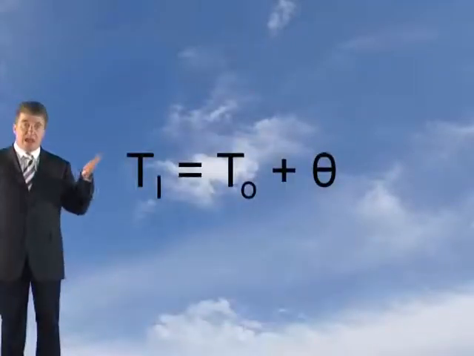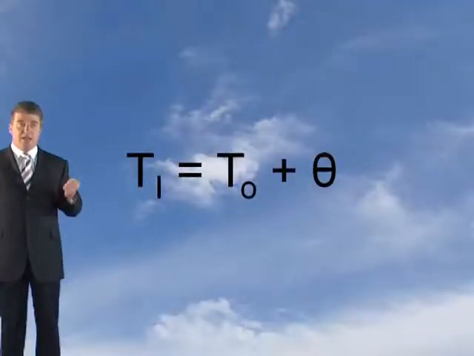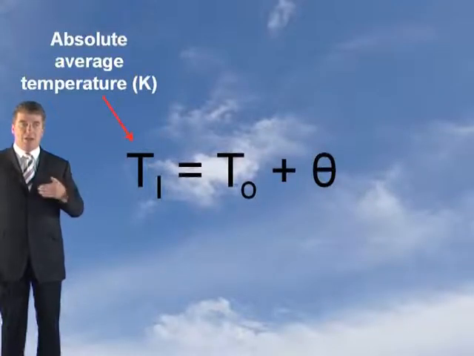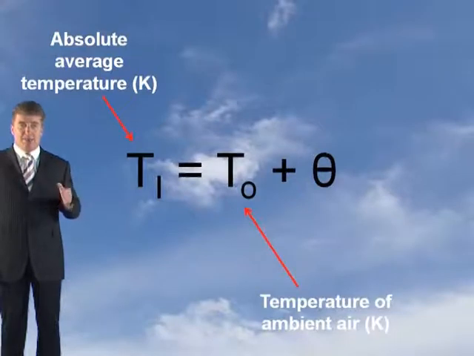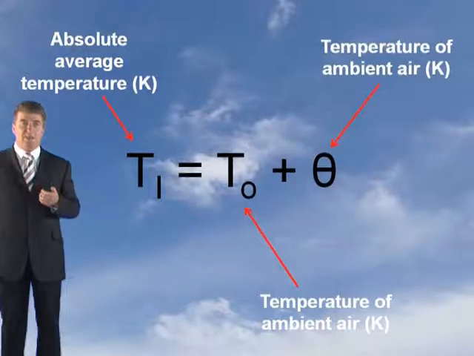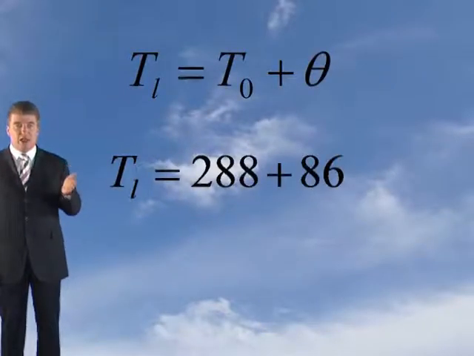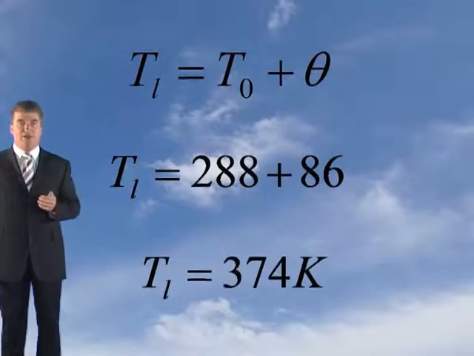We know the temperature increase, but how hot is the smoke? Well, you use this formula to work out the temperature of the smoke. TL equals TO plus theta. Your TL is your absolute average temperature, which is what you're trying to work out. TO is the ambient temperature, which is generally considered to be 288, and your theta is your temperature increase. Put this out, it gives you a temperature of the smoke layer of 374 degrees Kelvin. So that's how hot it is.